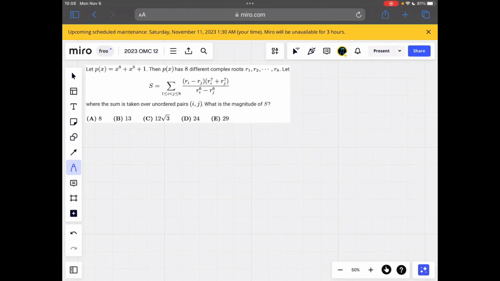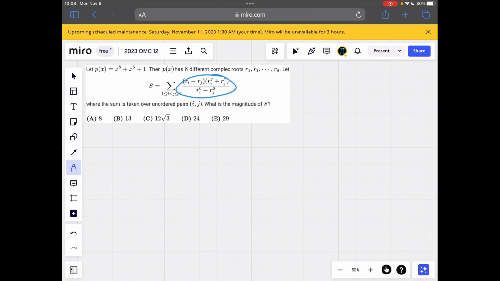Let p of x equal x to the 8th plus x to the 6th plus 1. Then p of x has 8 different complex roots, r1 through r8. Let s equal the sum of (ri minus rj) times (ri to the 7th plus rj to the 7th) over (ri to the 6th minus rj to the 6th), where the sum is taken over unordered pairs ij. What is the magnitude of s?